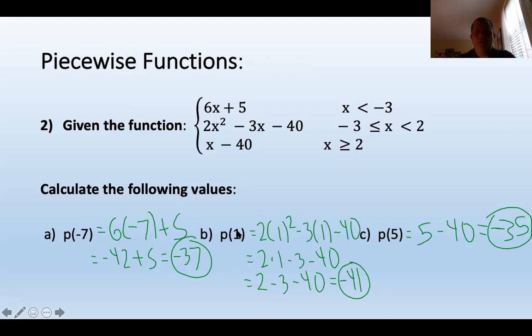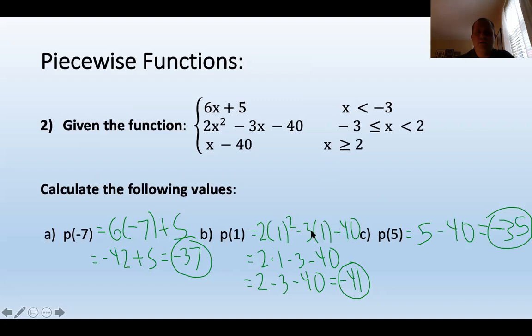P of 1 represents x, and that number falls between negative 3 and 2, greater than or equal to negative 3 and less than 2. So we're going to use the middle function to plug the 1 in. So we would have 2 times 1 squared minus 3 times 1 minus 40. To simplify this expression, the first thing to do in order of operations is exponents. We would take 1 squared. That would give us 1.